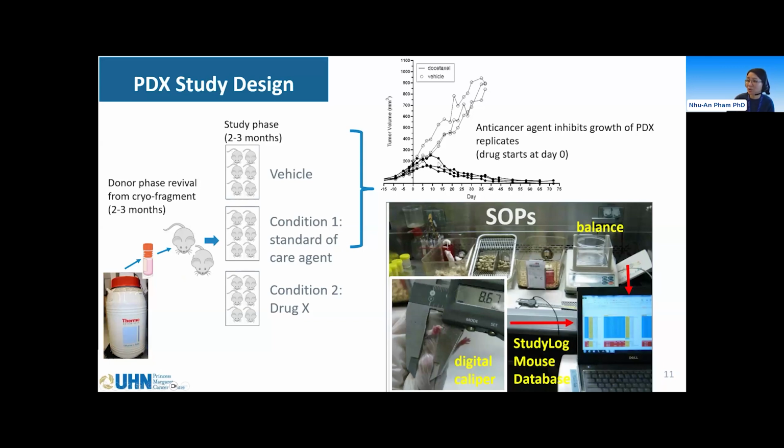And here we can see the treatment group with docetaxel, a standard of care anti-cancer agent, and we can see tumor inhibition and actually decreasing, with cell death happening, into an almost non-palpable form.